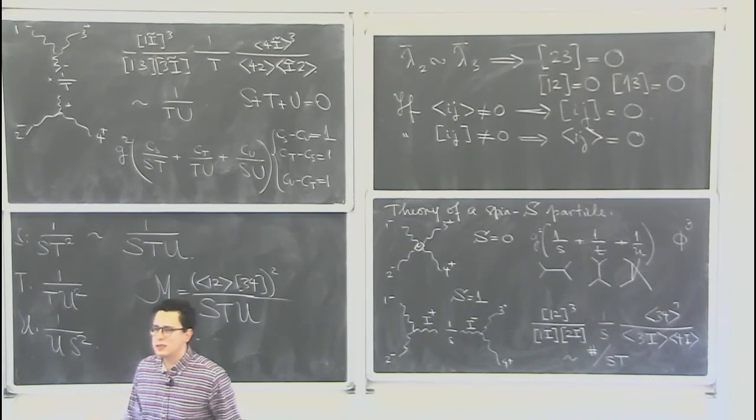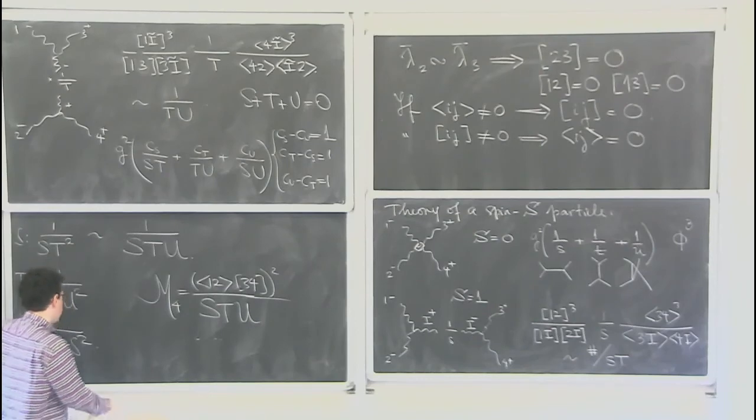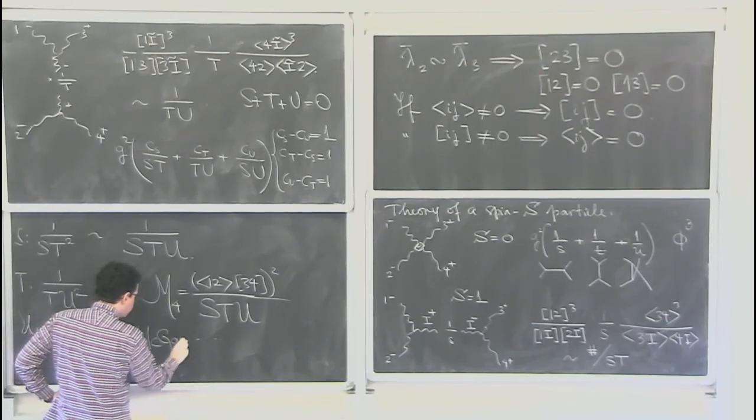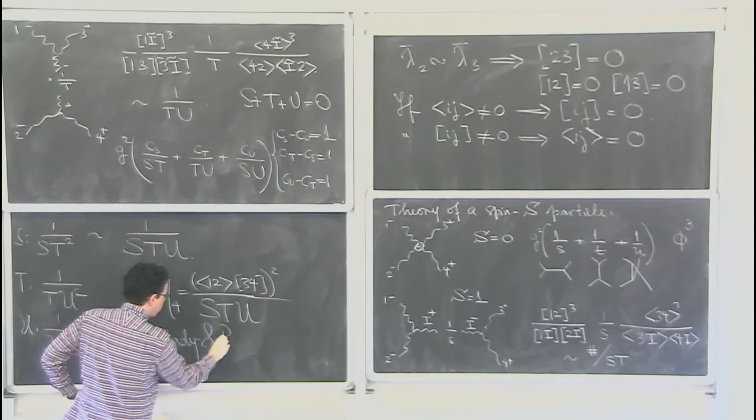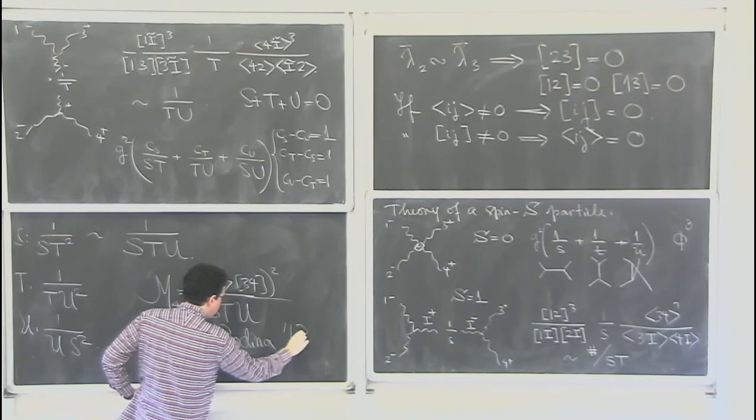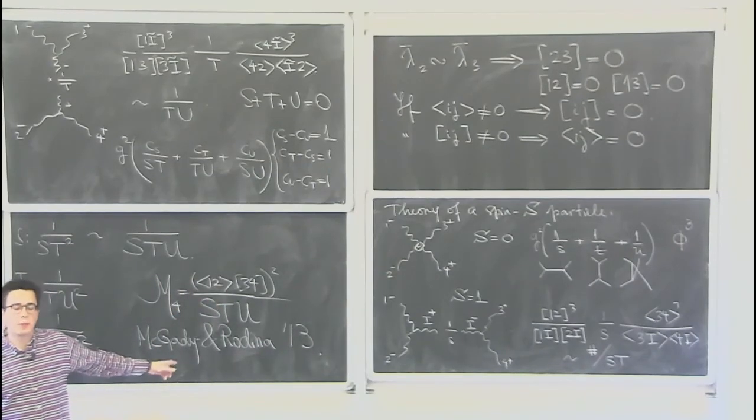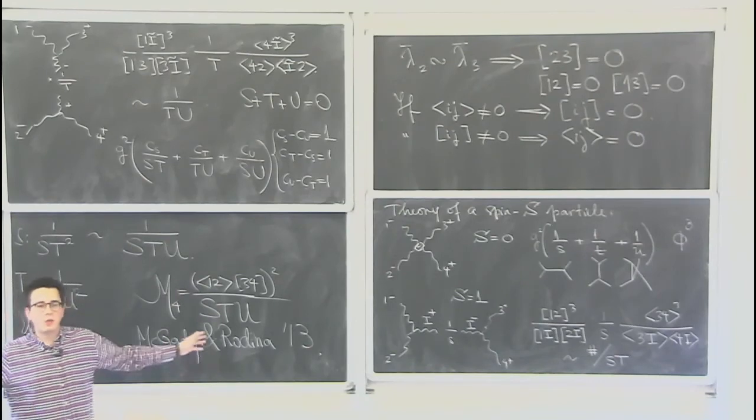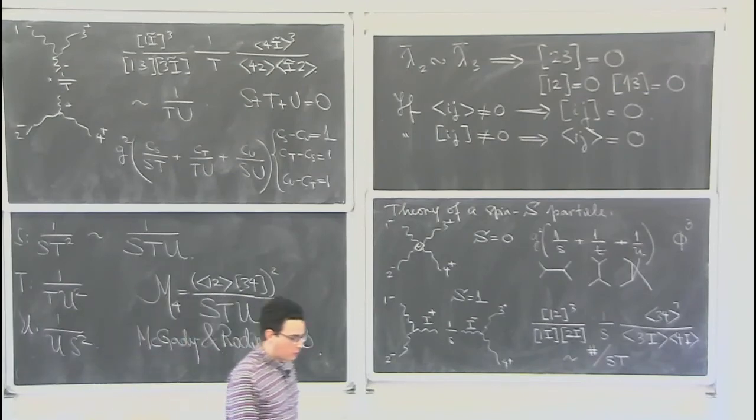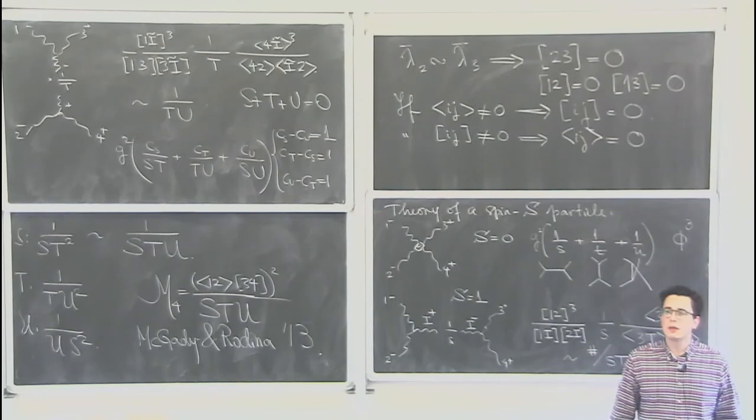If you want to see this in glorious detail, you can look at a paper by Maheri and Rodina, from 2013, I think. They show that if you have spin 3/2 particles, the scattering amplitudes do need to be organized in multiplets of Sugra, and you discover supergravity. Yeah, question?